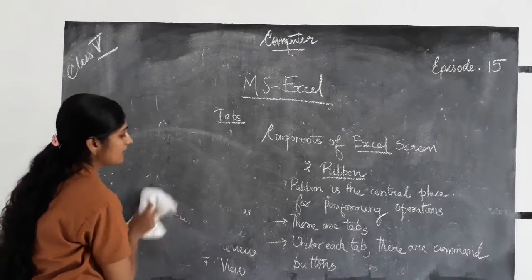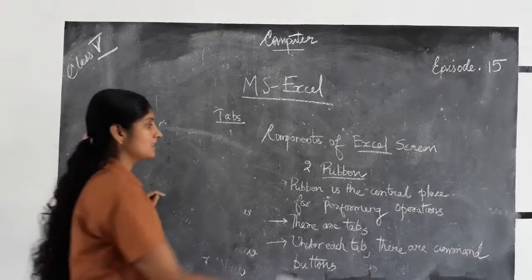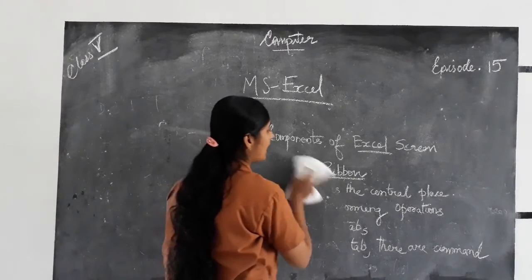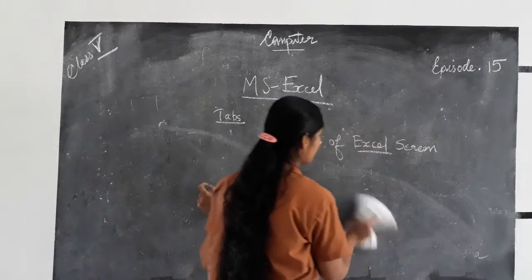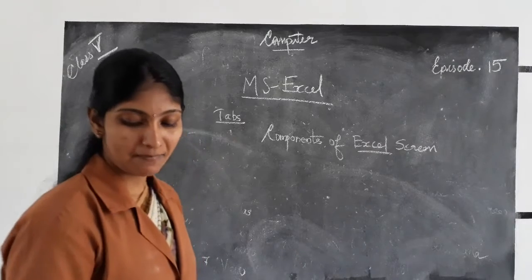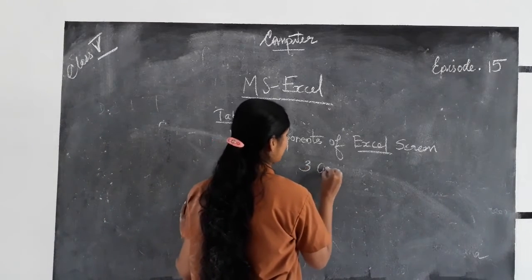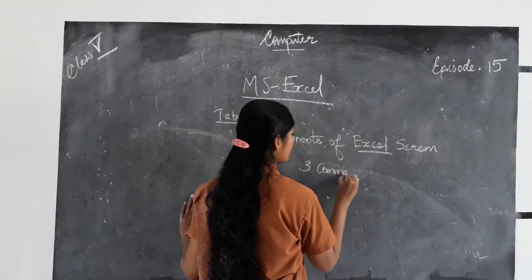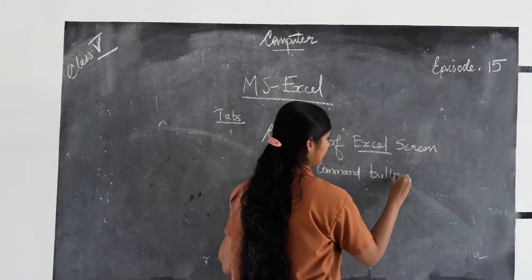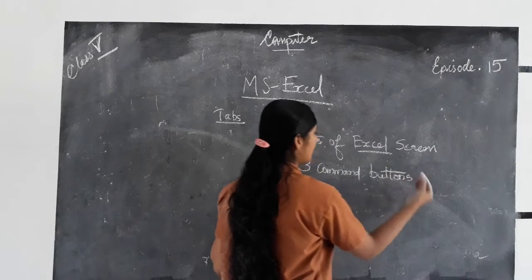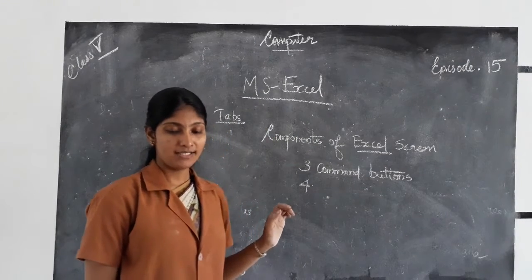So third one, we already discussed here, that is command buttons. Under each tab there are some command buttons. So third component is command buttons. Then fourth one is cell pointer.